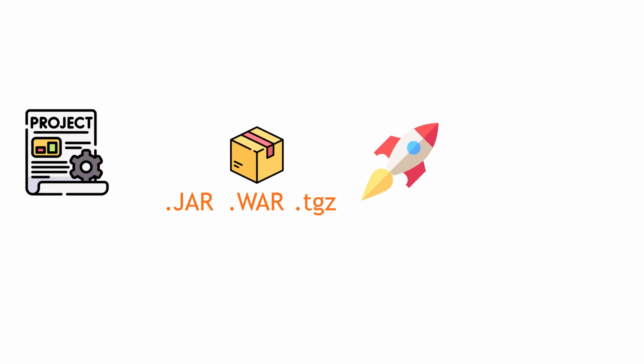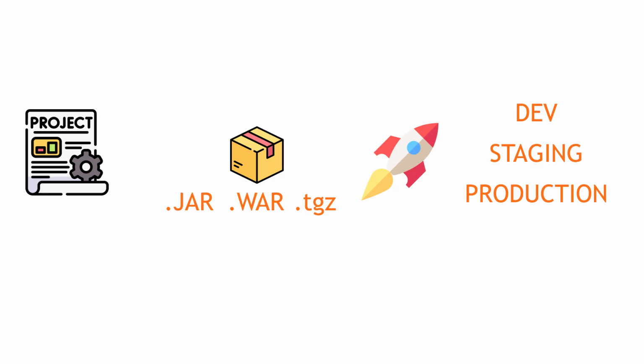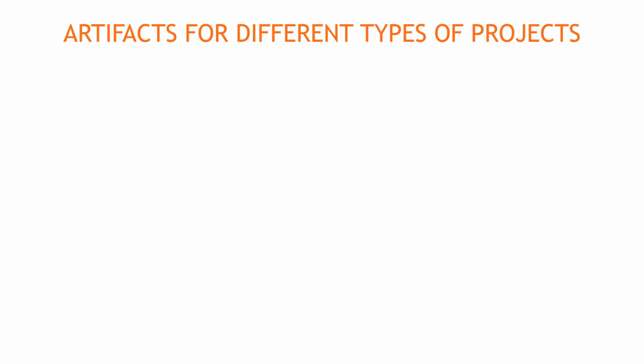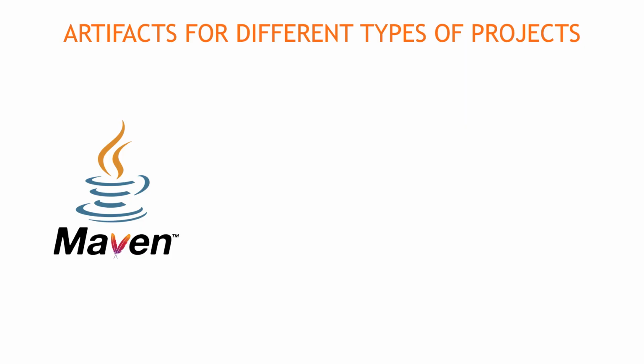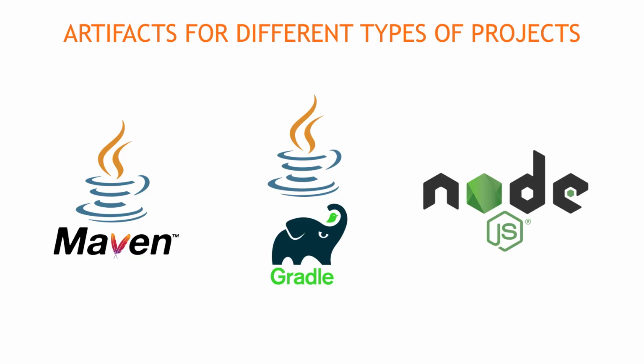In real projects, we don't just run applications directly from source code. We package them into artifacts like jars, wars, or .tgz files, and then deploy those into different environments. In this video, I'll walk you through building artifacts for 3 types of projects: a Java Maven build, a Java Gradle build, and a Node.js project that creates a tarball package.